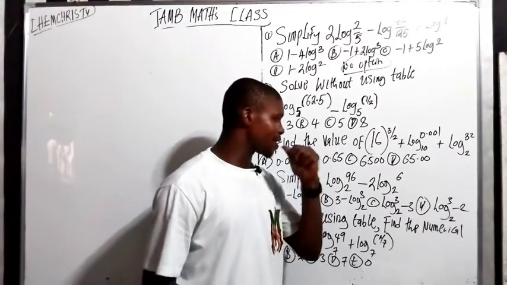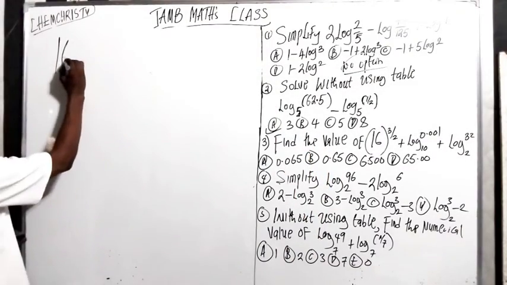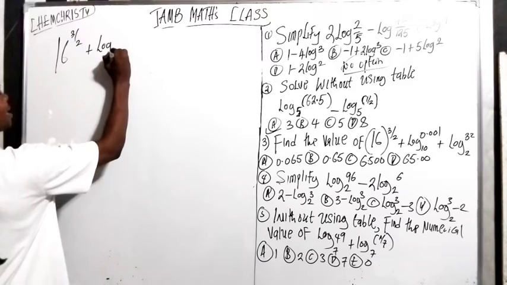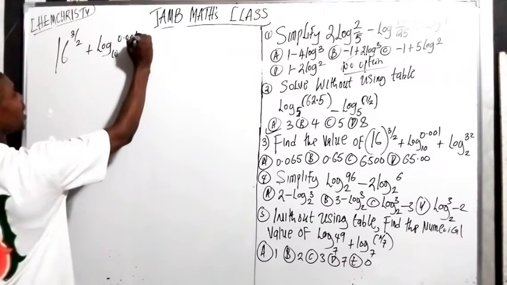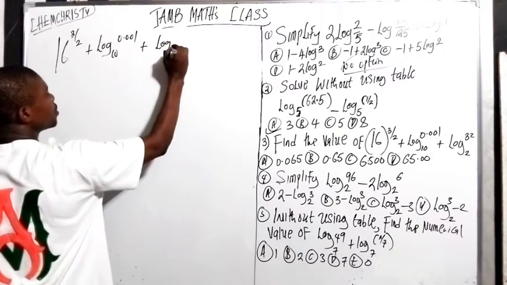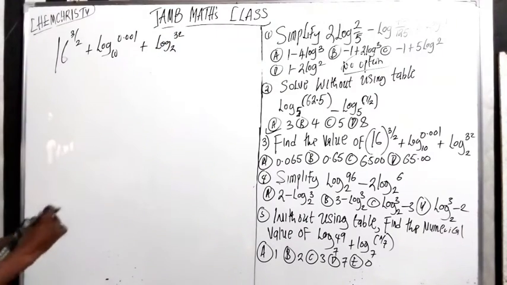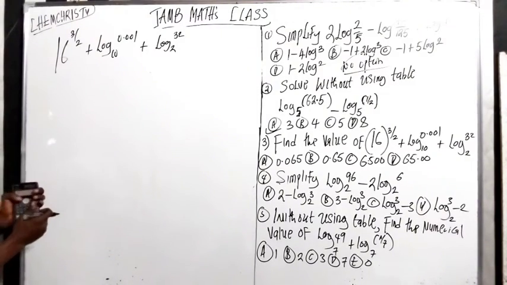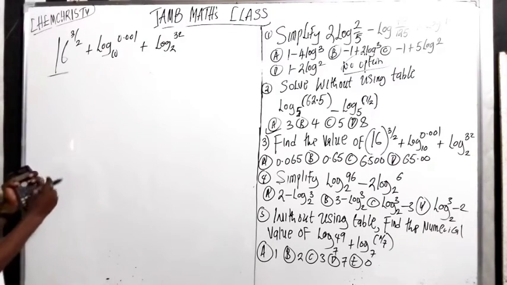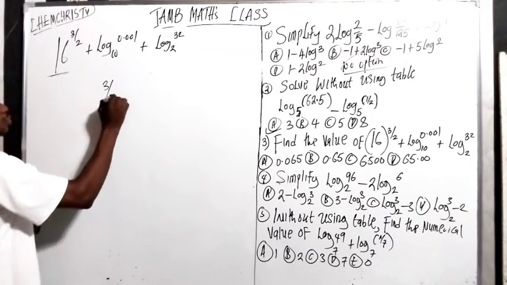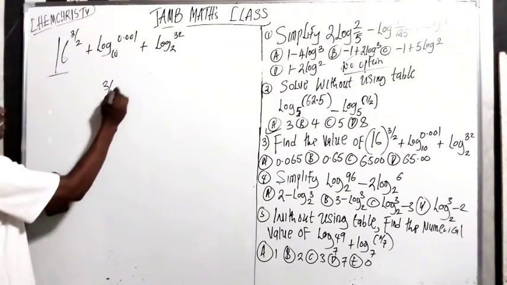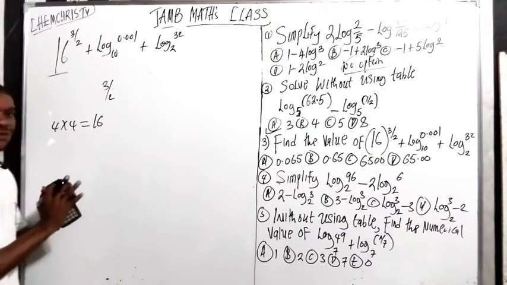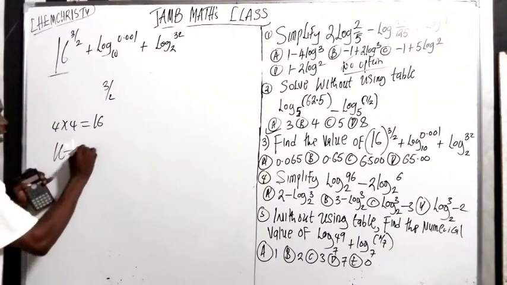You have to evaluate them separately. We start here with 16 raised to 3 over 2, plus log base 10 of 0.001, plus log base 2 of 32. How do we evaluate 16 raised to the power 3 over 2? Can I reduce this down? Remember, 4 times 4 is 16, so 16 is also the same as 4 raised to power 2.